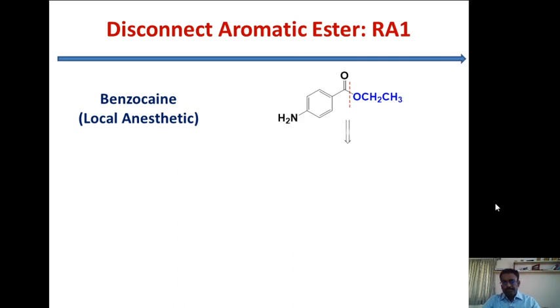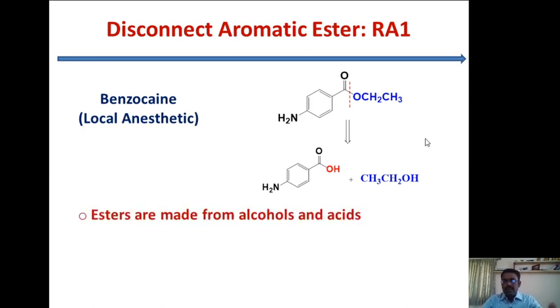If you do that disconnection, what will we get as synthons? A positive charge over here and a negative charge over here. So this will be the electrophile and this will be the nucleophile. Automatically we can say that we can get that molecule from these two by reacting this acid and alcohol, a simple esterification. That we have seen already in the last class. We know that esters are made from alcohol and acid, so using that chemistry we did this disconnection.